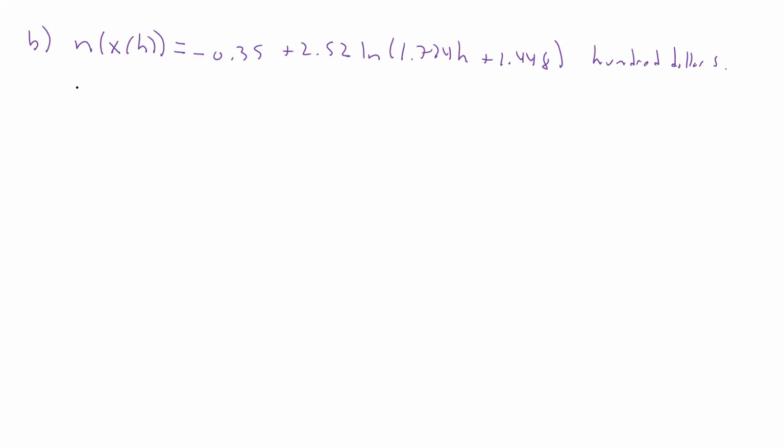And so now on part C, we want n of x. Now remember, we have to put this in terms of thousands, so this is going to be 2.5. And so then we just have negative 0.35 plus 2.52 ln of 1.724 times 2.5, and then plus 1.448. And that gives us, let's go check that out.